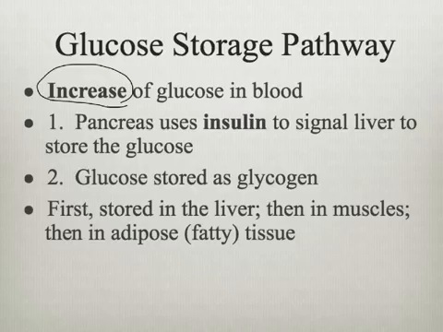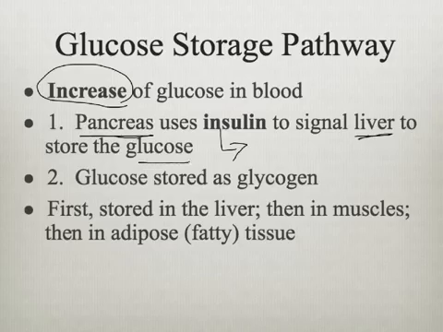So if you have too much glucose in your blood, what happens is that your pancreas, which is an organ in your abdomen, uses a hormone called insulin. So insulin, this hormone, this molecule, will leave the pancreas and it will signal the liver. So it will say, hey liver, there's too much glucose in the blood and I want you to store it.